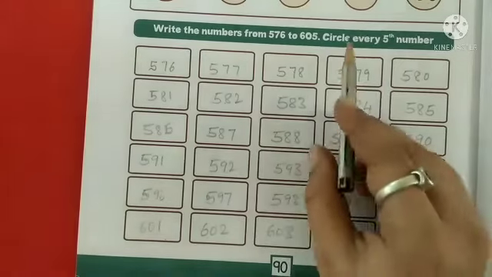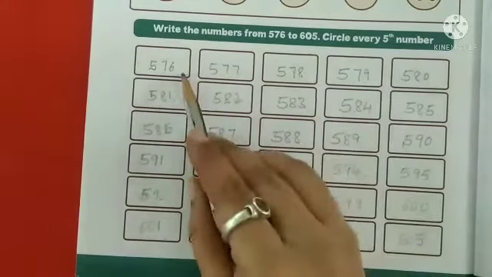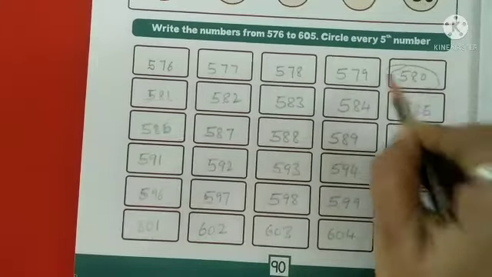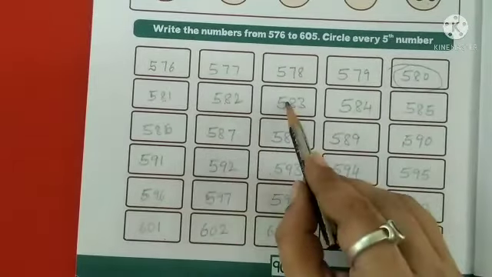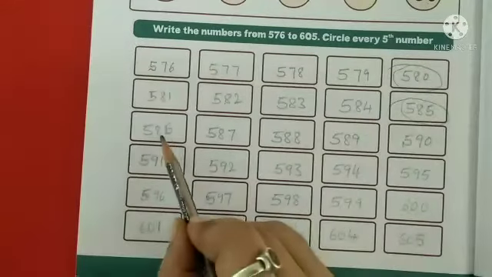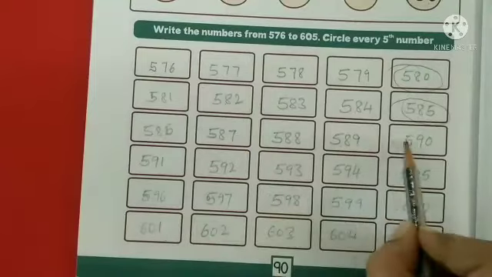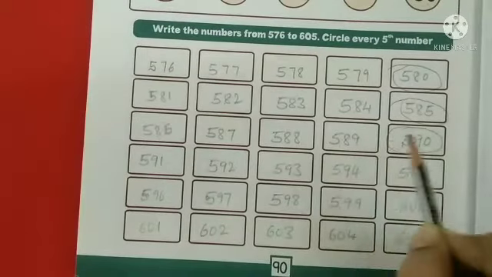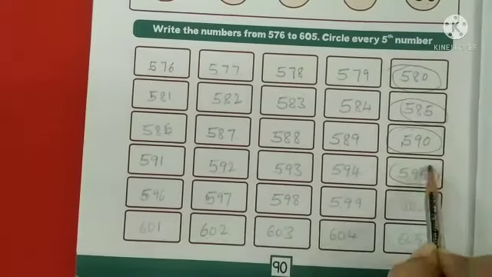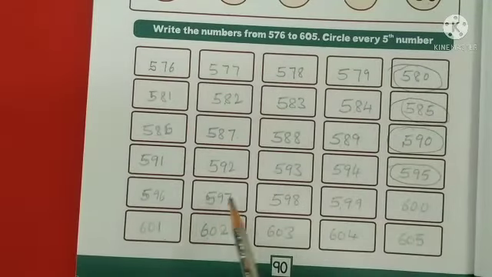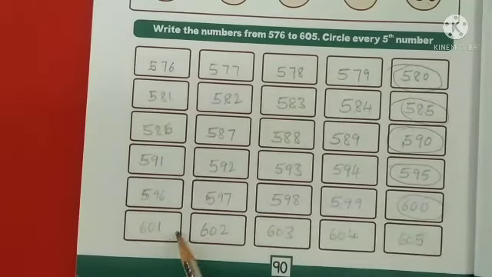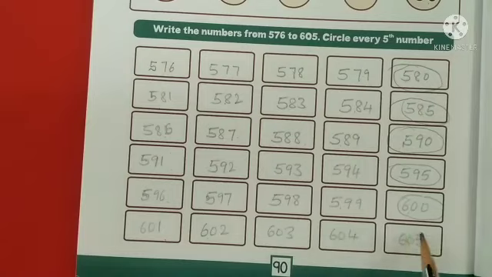Here, circle every fifth number. First, second, third, fourth, fifth. Circle 580. Circle 585. Circle 590. Circle 595. Circle 600.